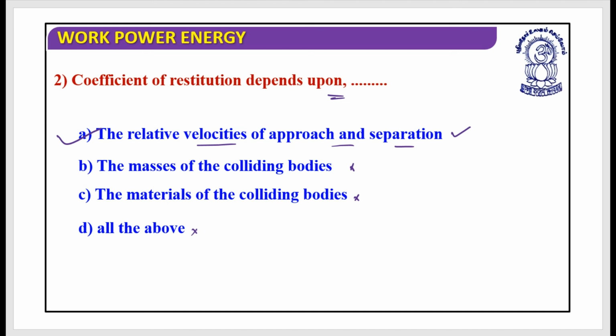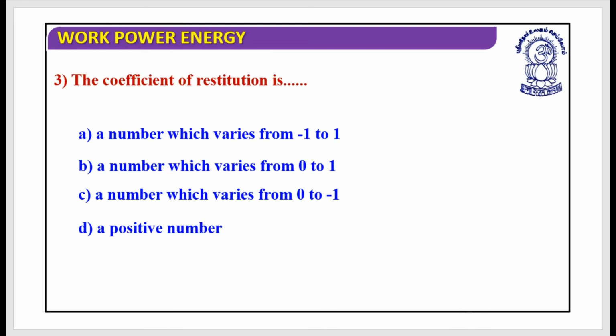So let's work on the last question of this unit, the collision part. The coefficient of restitution is a number which varies from -1 to 1, from 0 to 1, from 0 to -1, or a positive number. Yes, it's a number which varies from 0 to 1. I hope this is clear.